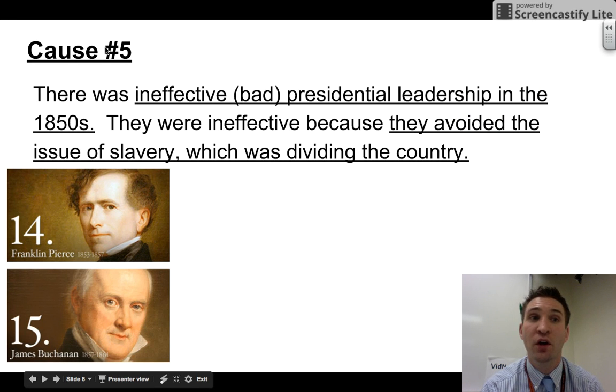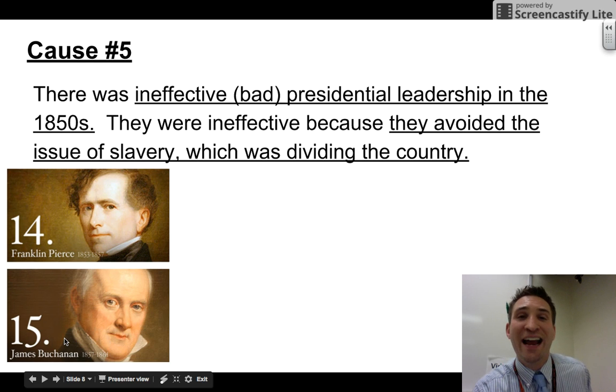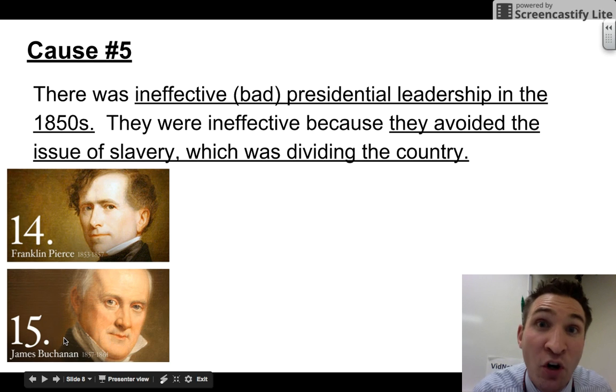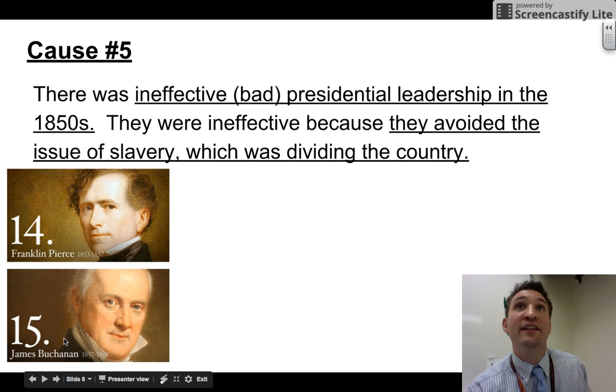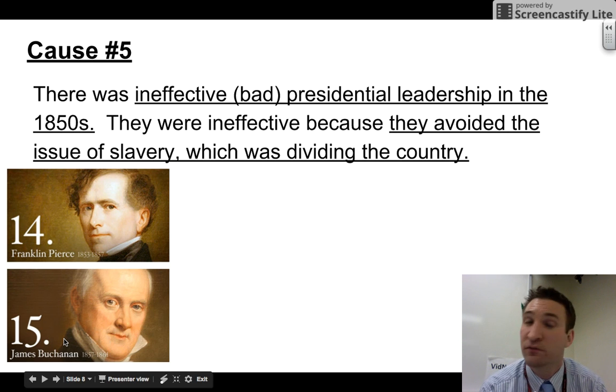Cause number 5: there was ineffective, bad presidential leadership in the 1850s, in the decade before the Civil War. They were ineffective because they avoided the issue of slavery, which was dividing the country. The 14th president of the United States was Franklin Pierce, and the 15th president of the United States was James Buchanan. Both of these men avoided deciding on the issue of slavery. They were cowards. They would rather hide than tackle this issue head on.